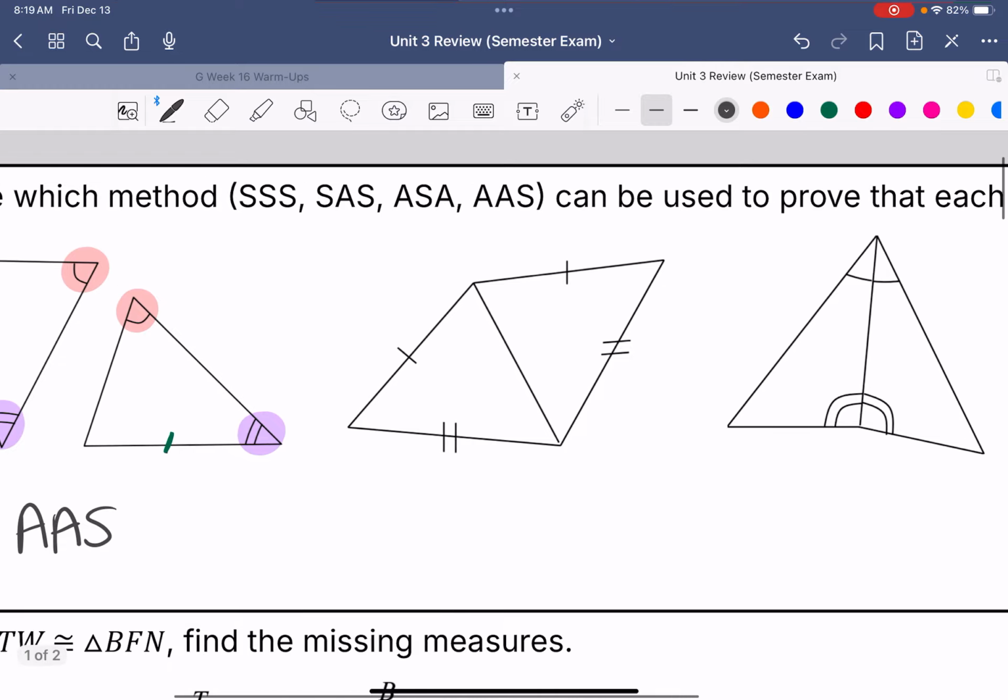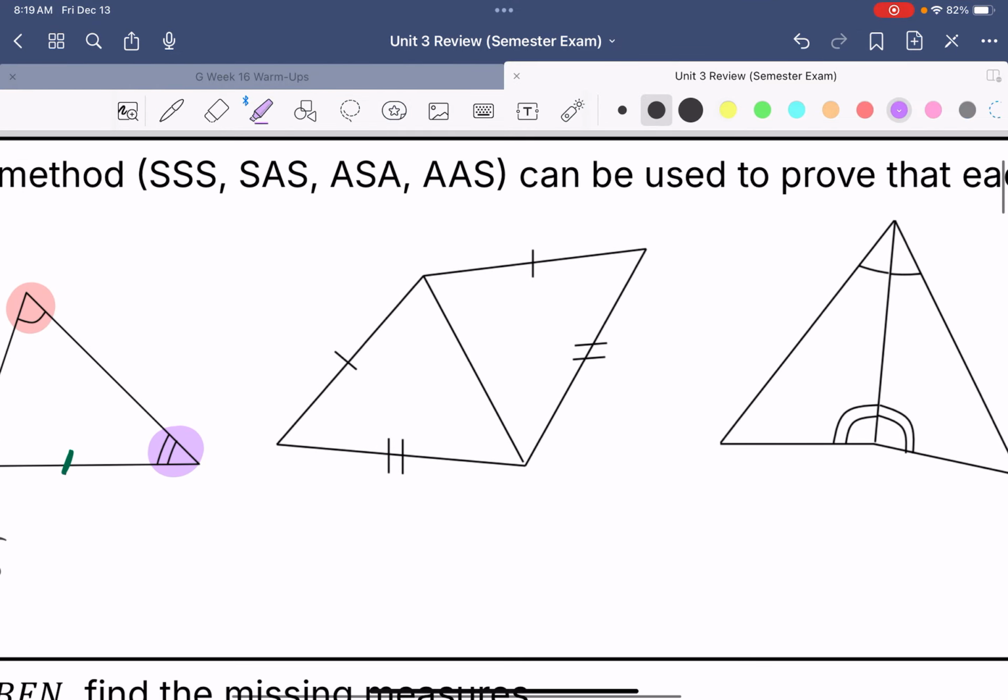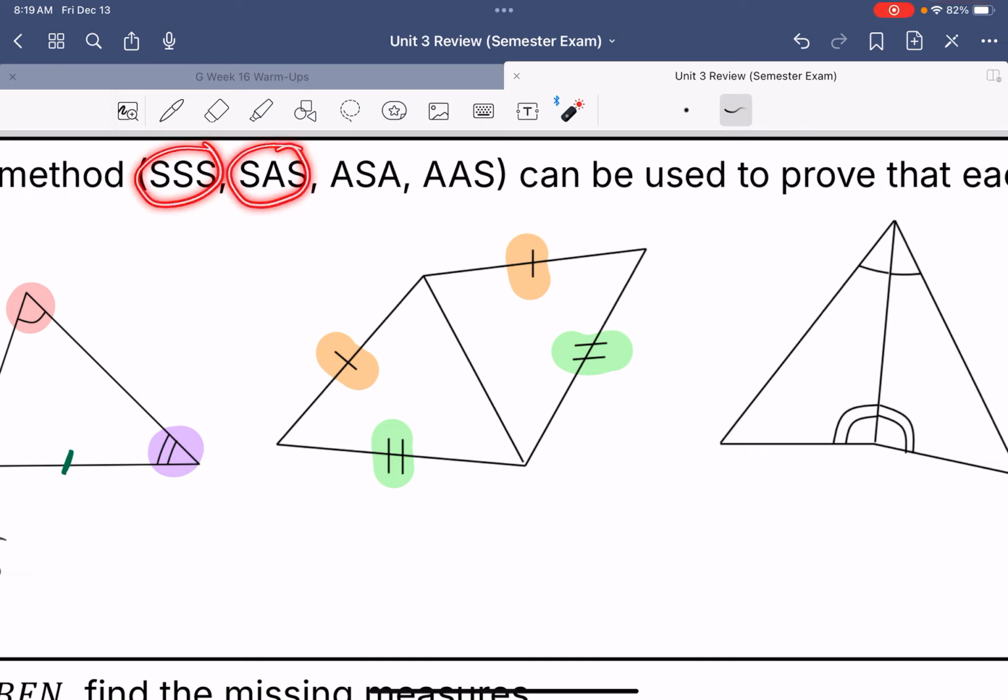Okay, the next one, two triangles, and looking at the markings, we have one side that's congruent, we have a second side that's congruent, but then that's it, that is marked already. So I need to have at least two S's. So it might be this one or it might be this one because they have at least two S's.